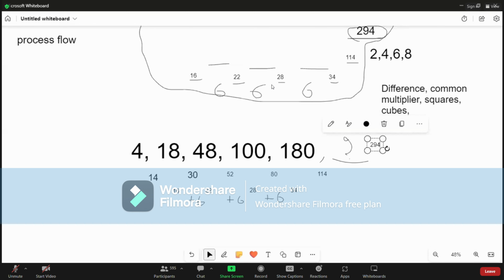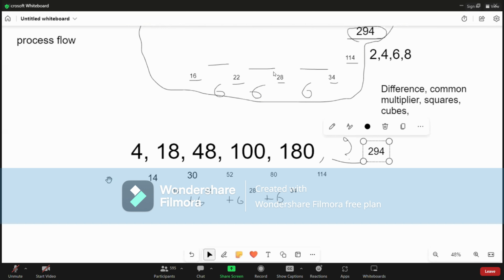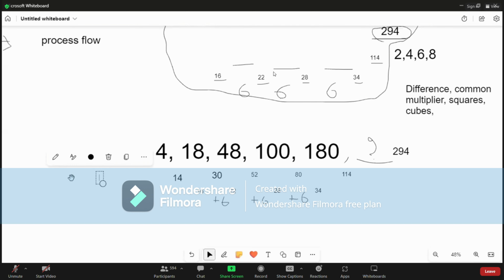So first we'll find the first set of differences. This is the first set of differences, based on the given terms, we find what the difference is. Now we later go to the second set of differences. That is, we check what is the difference between the terms that we have found before. Like this is what we have found: 14, 30, 52, 80, and 114.